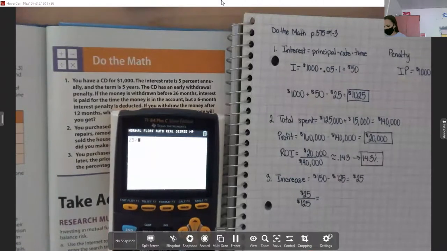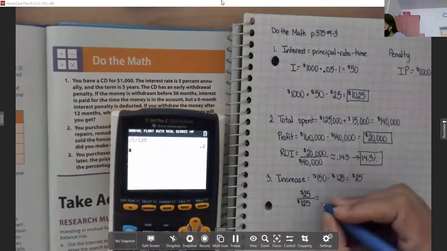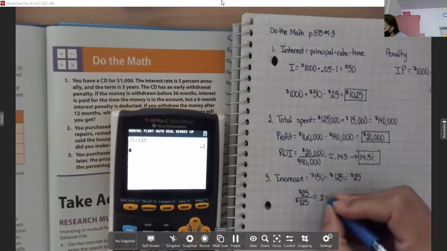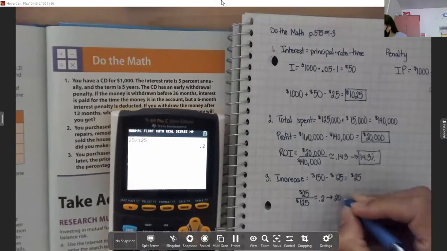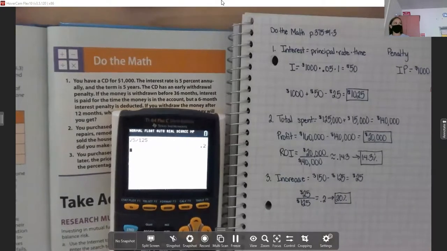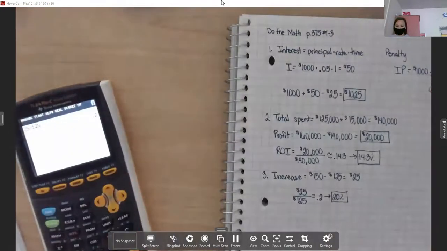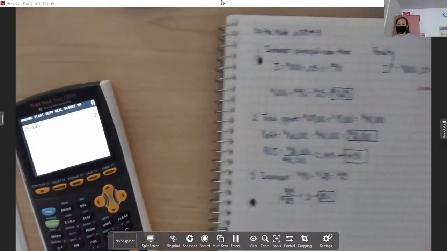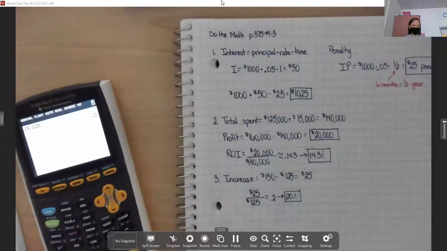So 25 divided by 125 is 0.2, which remember is the same as 20%. So it's gone up 20% since you bought it. And if you sold it, your ROI would be 20%, because that's how much the stock has gone up, but it doesn't say anything about you selling it. Questions on that? Do the math.